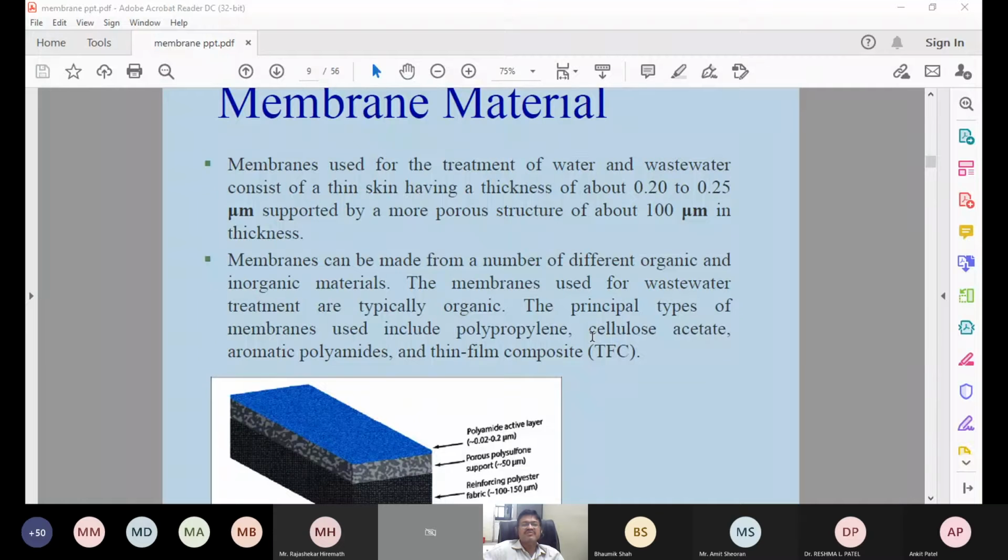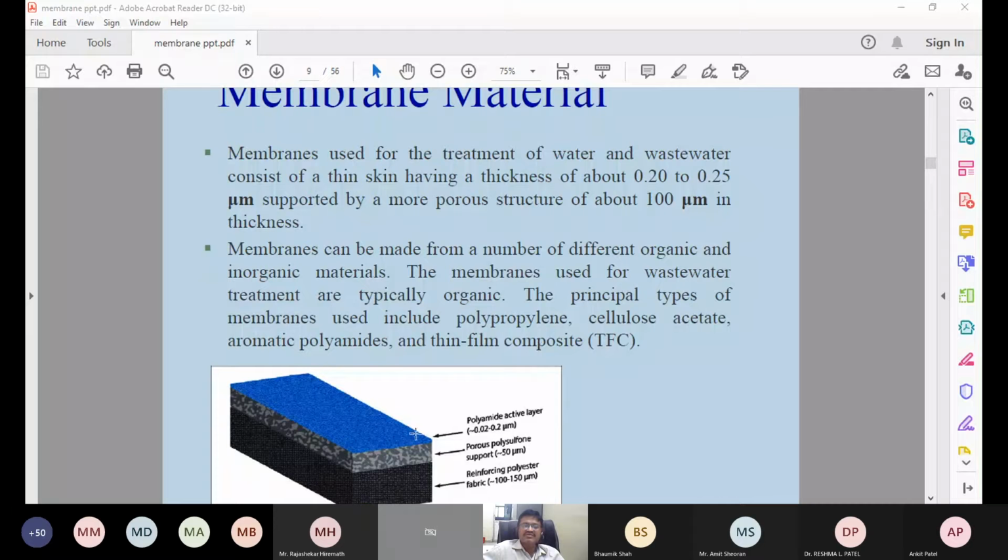Now what is this membrane material made up of? This membrane is used for the treatment of water and wastewater. Generally it has a very thin skin. You can see here there is a polyamide active layer on the top, and then there is a porous structure below. This porous structure, a reinforcement polyester fabric or anything, provides support to this thin layer.